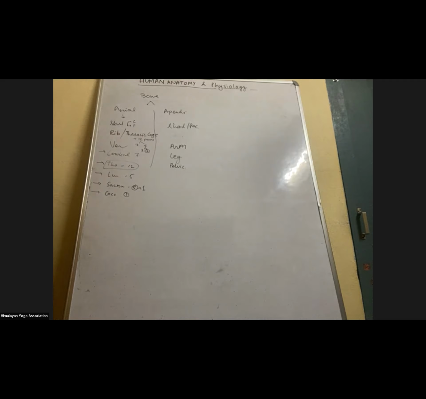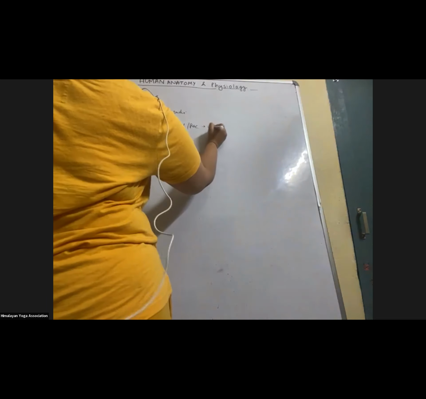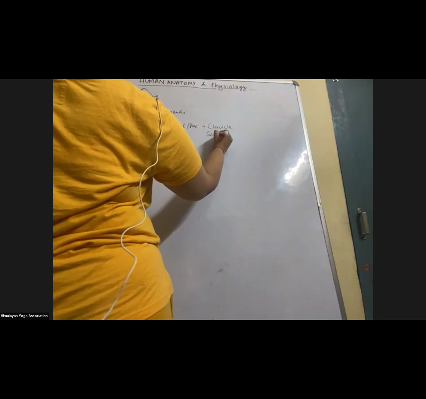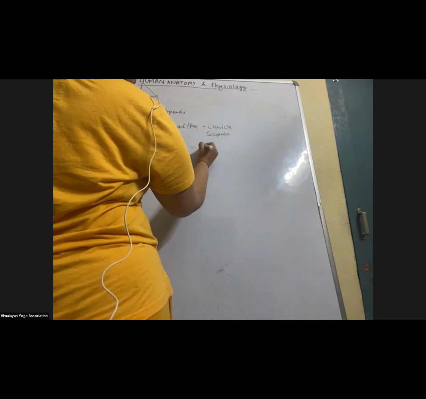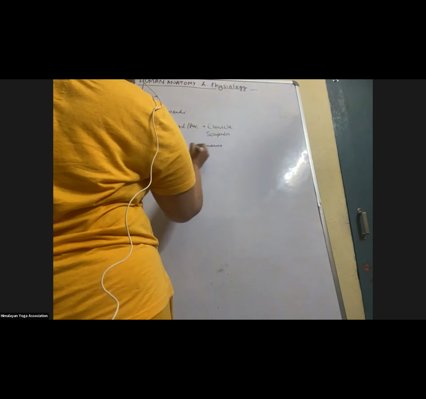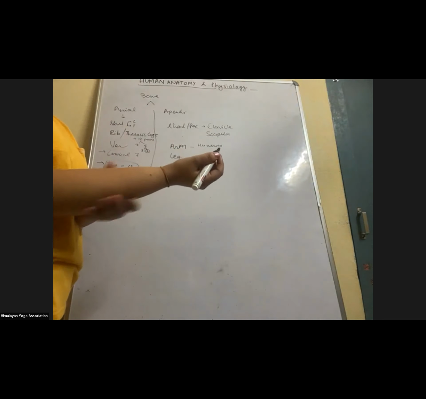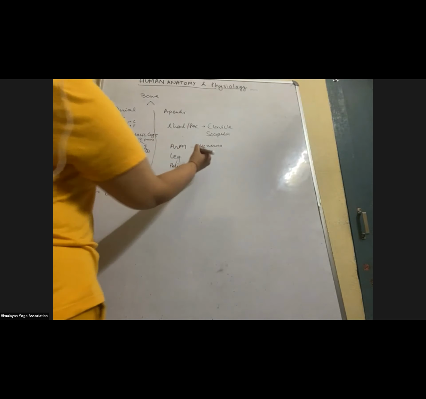Okay. So in appendicular, we have the shoulder girdle. In this, we have the clavicle and scapula, which we studied today also. Clavicle, the collarbone, and scapula. Then in the arm, we have the humerus. And how many bones do we have here? 2. Ulna and radius. Yes, very good.